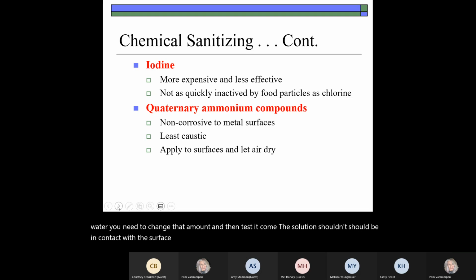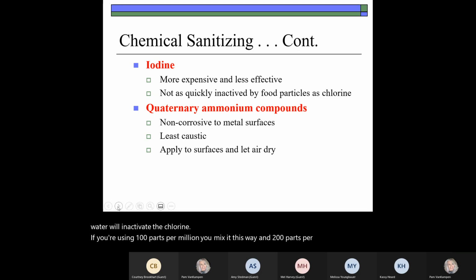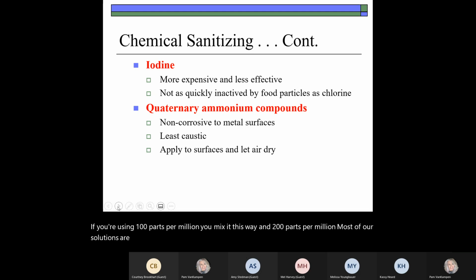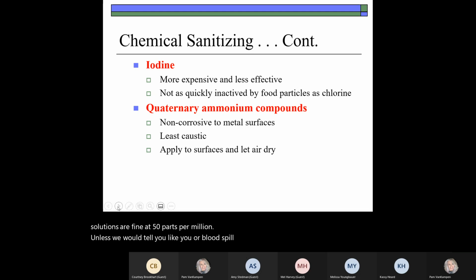And again, between 75 and 115. And like I said, hot water will inactivate the chlorine. If you're using 100 parts per million, you mix it this way, and 200 parts per million. Most of our solutions are fine at 50 parts per million, unless we would tell you, like a blood spill or maybe a higher solution during COVID or something.